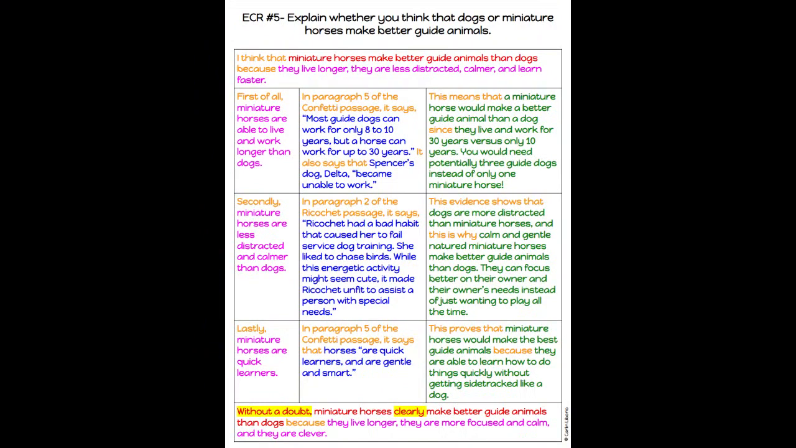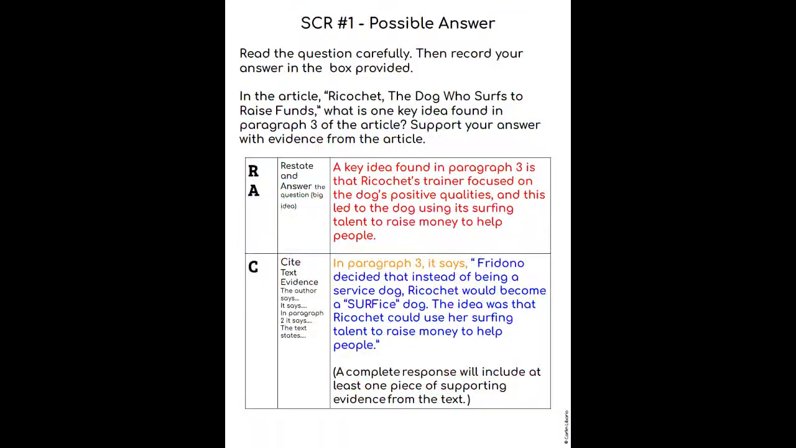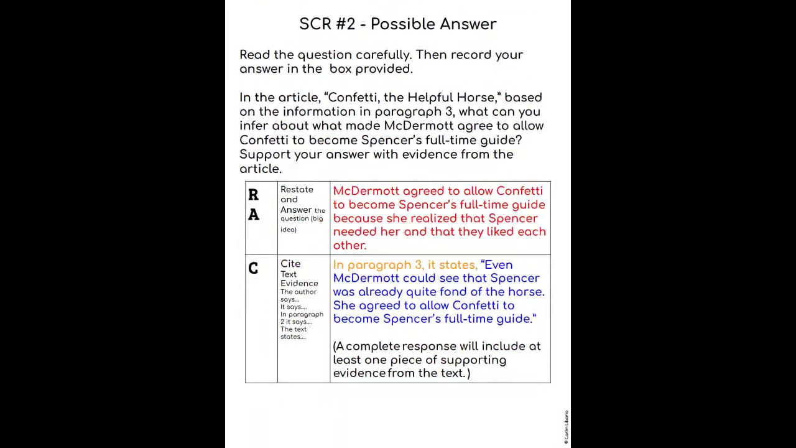Now, there's something new or different in opinion writing or argumentative writing. At the bottom, you'll notice that there are yellow highlights. Those are definitive words, which I think I have another lesson on that. But definitive words are words that make your opinion writing stronger and more confident. So those are good to add into your conclusion. I also used orange for those transition words. And then this is the other side saying that dogs make better guide animals. And these are the answers to the SCRs.